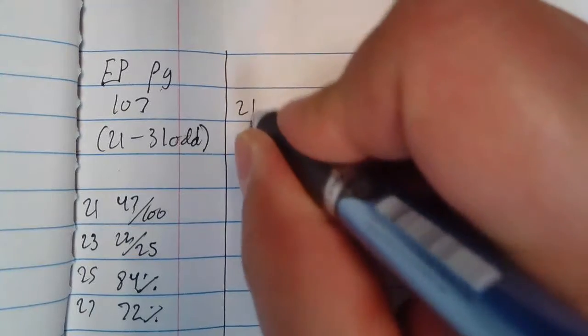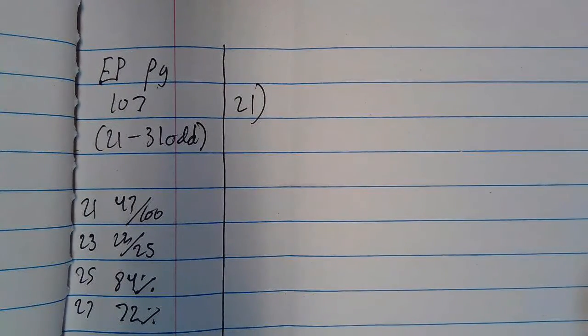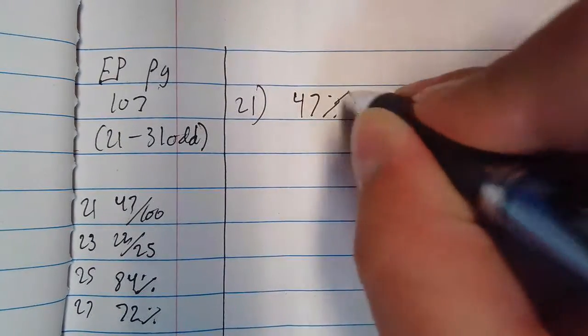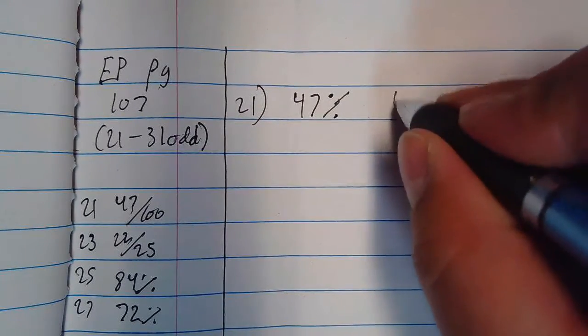All right, 21. As always, read the directions first. Write each percent as a fraction in simplest form. Easy peasy. By now, you guys should be pros at this. 47%. That's 47 per 100.